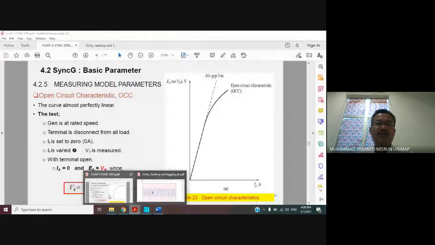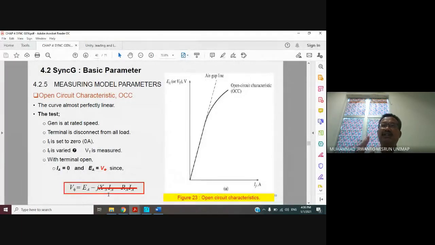So when you do the open circuit test of the synchronous generator, you can obtain the value of phase voltage. The phase voltage is equal to the internal generated voltage for the condition IA is 0. Now there is no current. Why? Because this is open. Remember, this formula from before: phase voltage equals internal generated voltage.